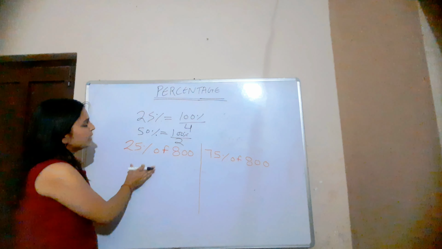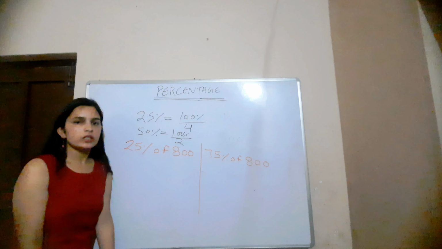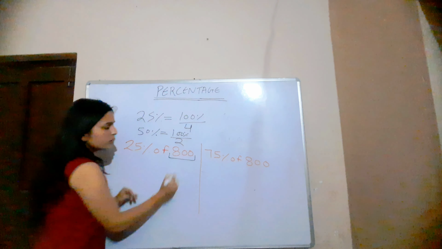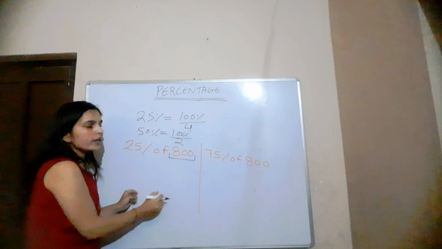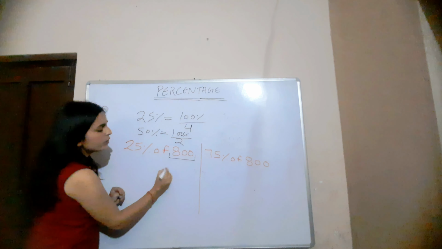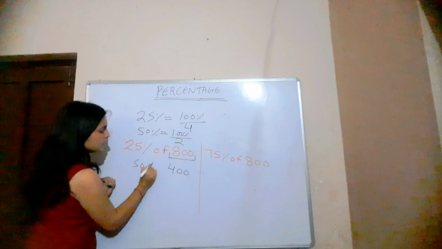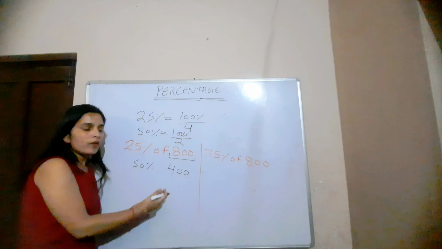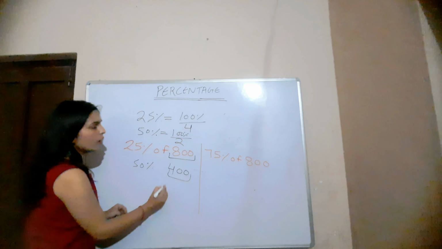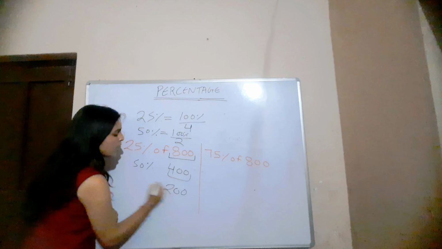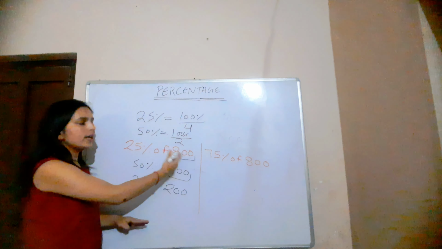Suppose I want to find 25% of 800. This is the number. इसका 50% कितना हो जाएगा? Half of this number. 800 का half है 400. This is the 50%. And now if I want to find 25%, वो हो जाएगा 400 का half, that is 200. So this is 25% of 800.